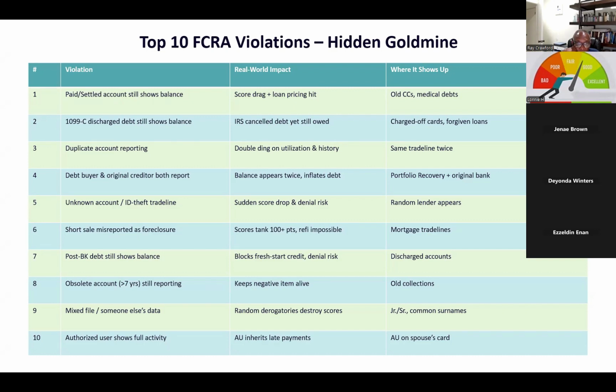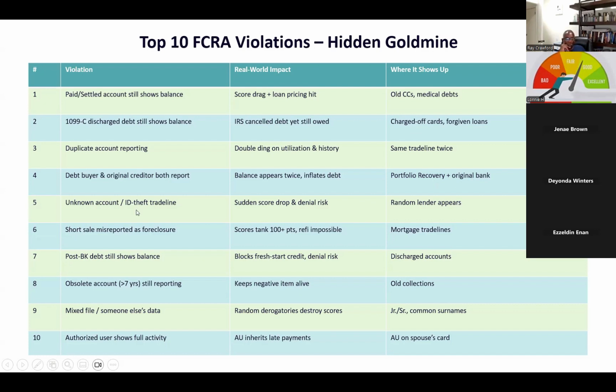Duplicate account reporting is simply the same trade line twice, and it can be tricky to find these sometimes. They might look a little bit different, but they typically have the same account number. This is a double ding on your utilization, which creates damage and also affects the history. Debt buyer and original creditor both reporting: obviously it appears twice and inflates the debt. Portfolio Recovery would be an example. Portfolio Recovery is a debt buyer, and then there's the original bank.